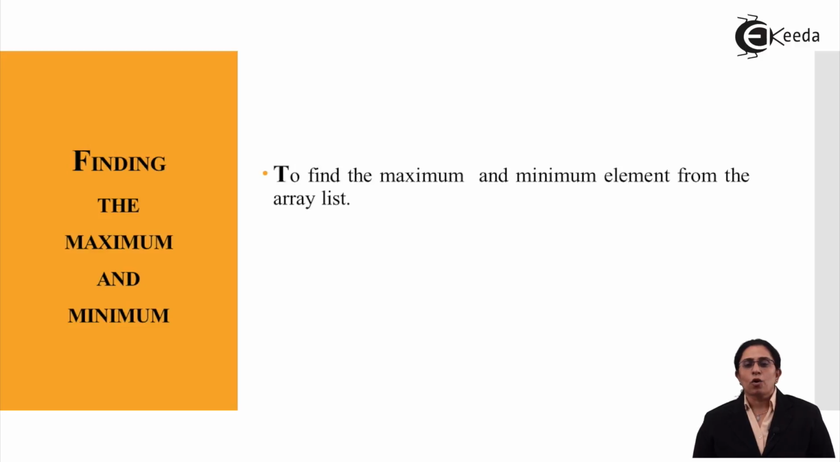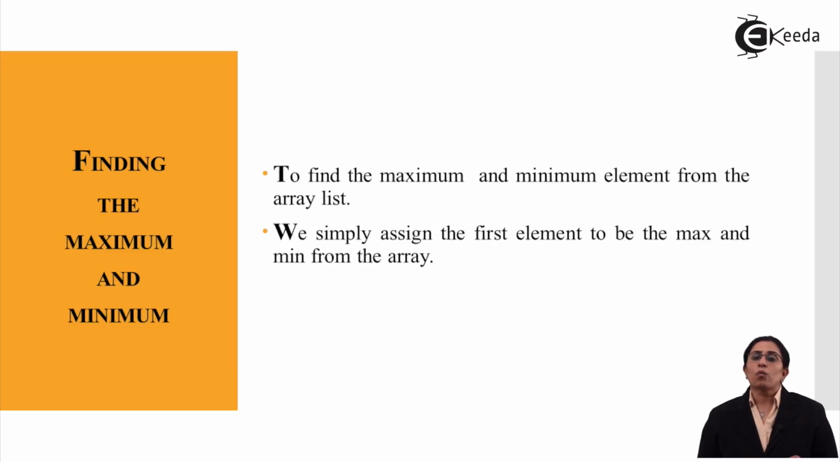To find the maximum and the minimum element from the array list, what do we do? First, in a general way, in an array, we assign the first element of the array to be the max and the min, as we do not know the maximum and the minimum number of the array. So the very first element of the array is assigned to both. In a general algorithm writing technique, max = min = A[1]. A[1] stands for the first element of the array.